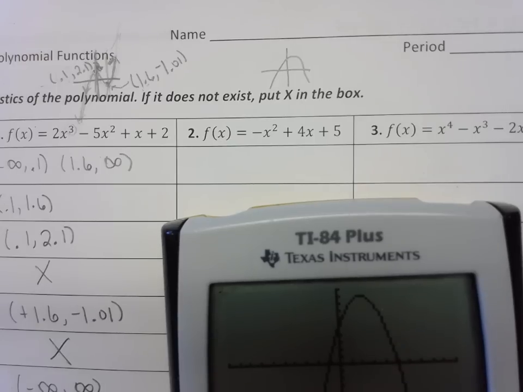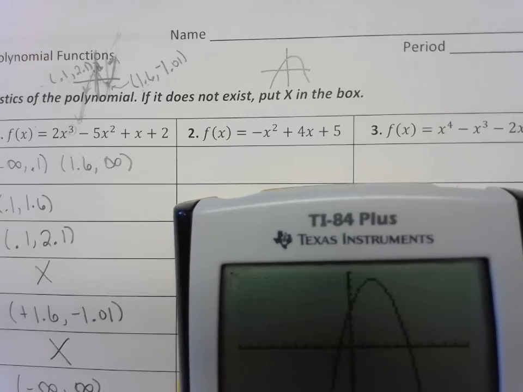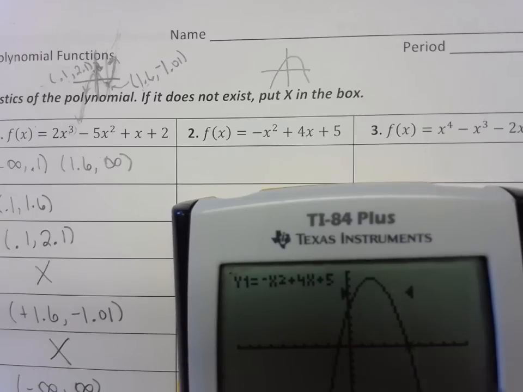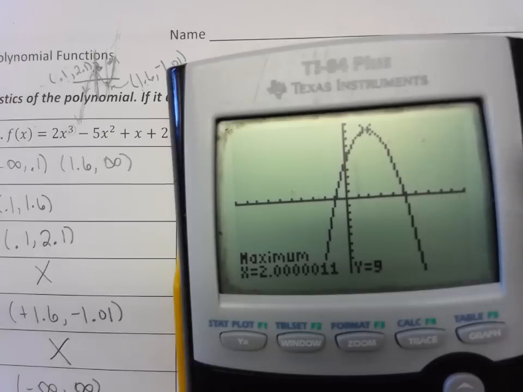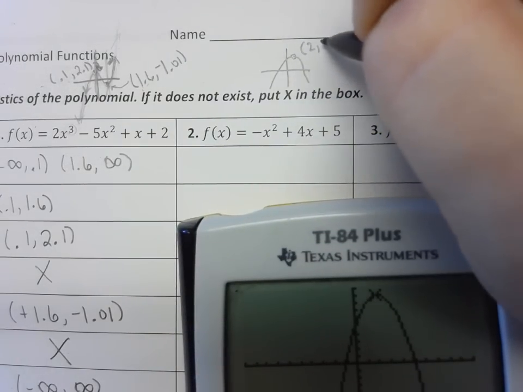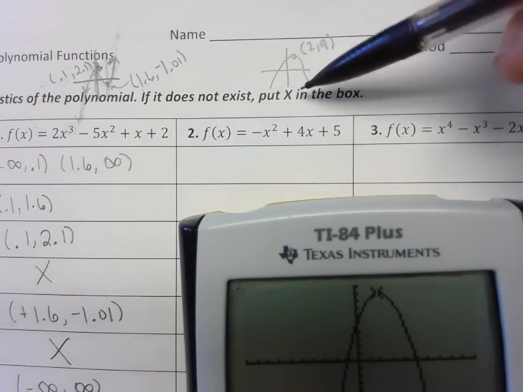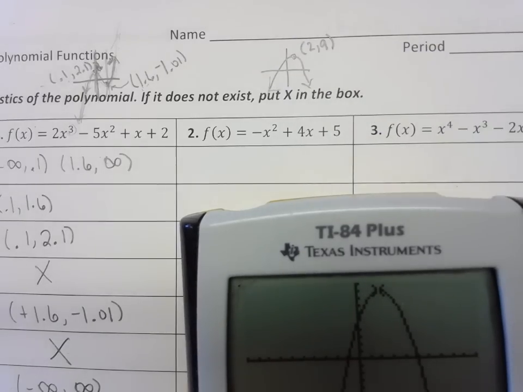So I'm going to go find that maximum point. Second trace, maximum. 0 is good, 5 is good. Right, the highest point is definitely in between those arrows. Enter. 2.00000000011, that's just 2. So this is happening at the point (2, 9). Again, I label my highest and lowest points. Now I have everything that I need for this table.